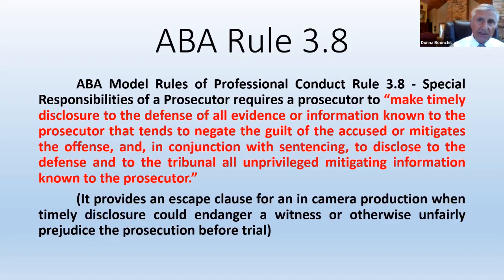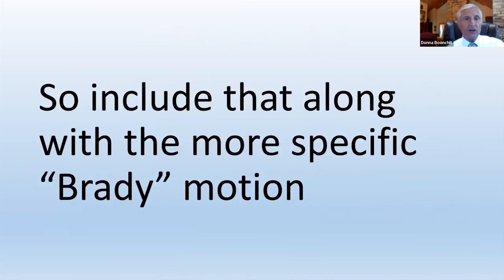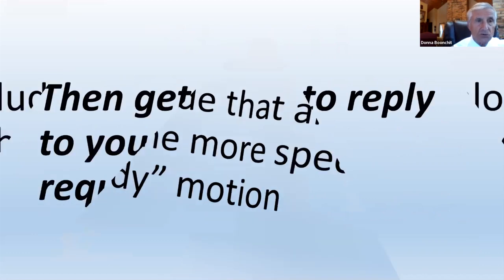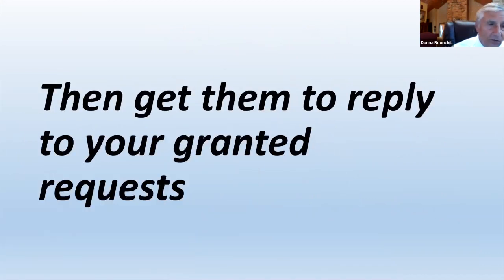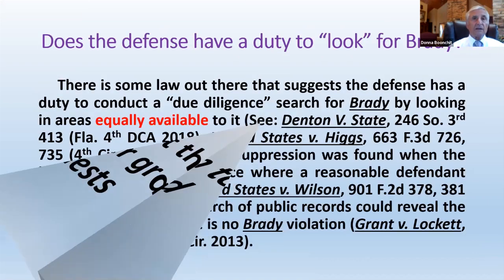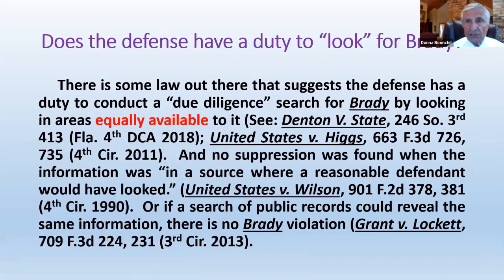But you can file an ABA motion as well and have them respond to it. It would be an ethical violation if they were to not comply with this model rule of professional conduct. So include that along with a more specific Brady motion. Then get them to reply to your granted requests. You file the motion. You go down paragraph by paragraph and have them agree that they're going to look for it. All right, does the defense have a duty to look for Brady?